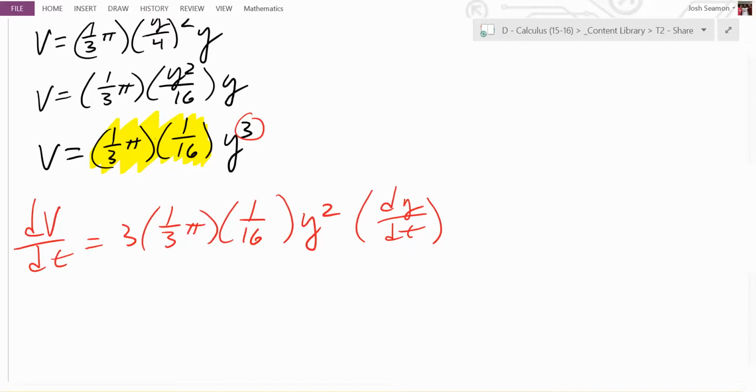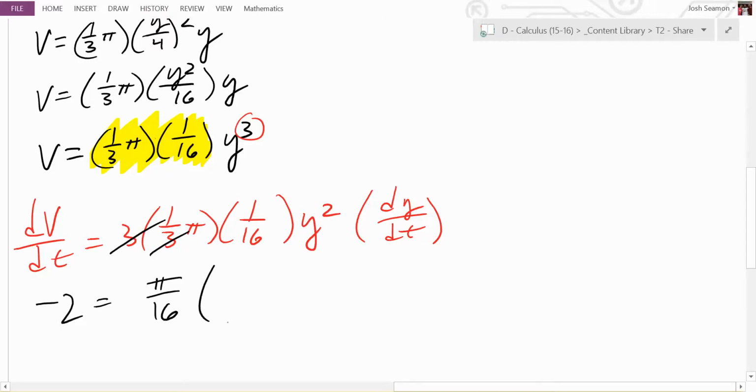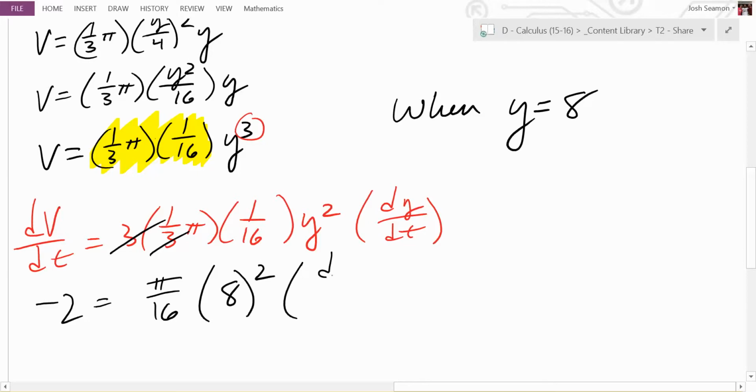And do we have all these things that we can plug in? Sure. What do we know dv dt is? -2. The 3 cancels there, right? So what do you end up with? Pi over 16. What's the y? The question tells you that you're figuring this out when y is equal to 8. So you have 8 going in right there, 8 squared times dy dt.